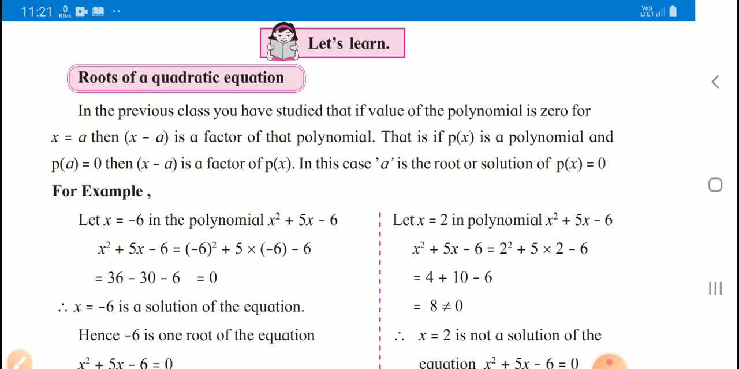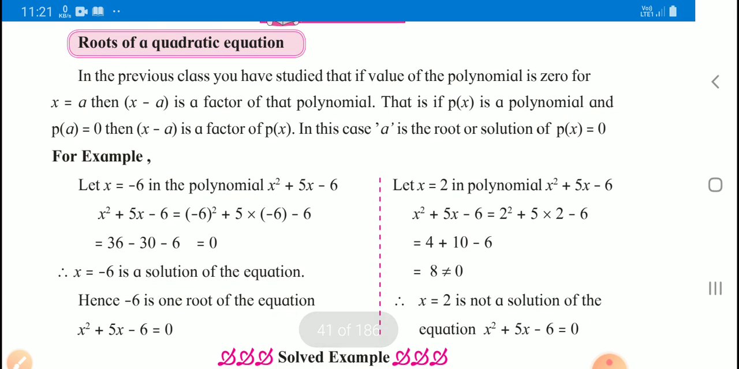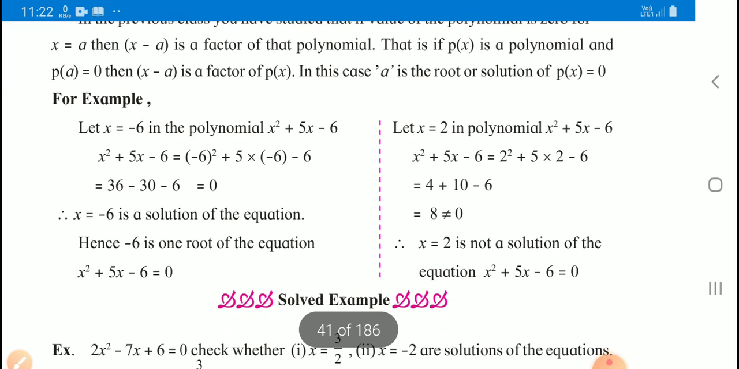Now let us learn. In the previous class you have studied that if the value of a polynomial is 0 for x equal to a, then x minus a is a factor of that polynomial. That is, if p of x is a polynomial and p of a is equal to 0, then x minus a is a factor of p of x. In this case, a is the root or solution of p of x equal to 0.